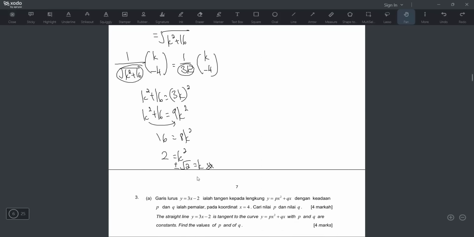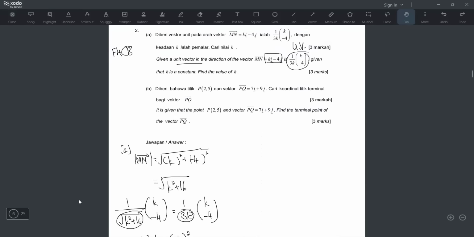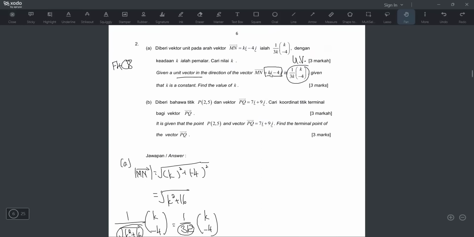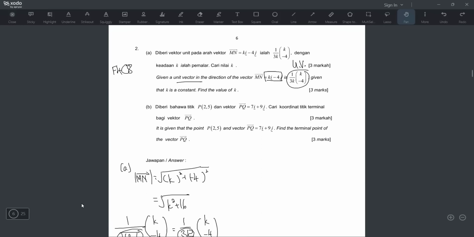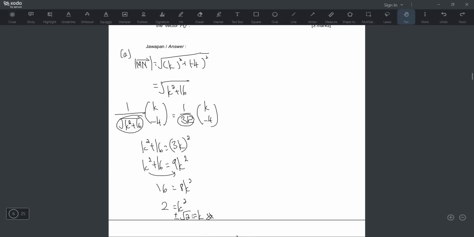Alright, usually when there are two answers, you should check whether you have to reject one of the answers or not. But if you look at this question, you don't have to reject, because k is the value before i, and the value before i can indeed be negative. And they never mention that k has to be positive or negative. They never say that. So there are indeed two answers, plus minus square root of 2.